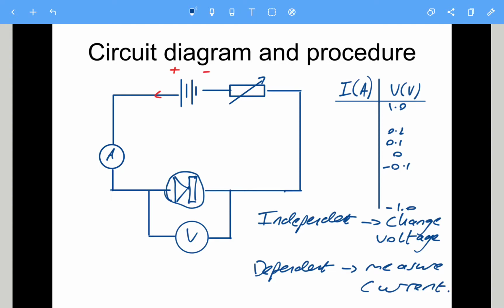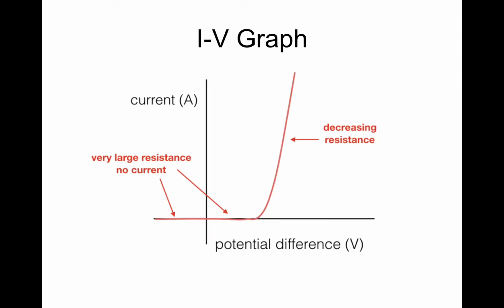So let's look at what the graph looks like. The graph looks something like this. So you see we've got nothing in the positive. So this is the forward bias. In the forward bias, we get nothing, nothing, nothing. And then it goes, and you need to know this, 0.6 volts. They might give you the graph, or they might ask you to sketch it. And then this value normally gets you an extra mark. And then we've got infinite resistance going backwards.